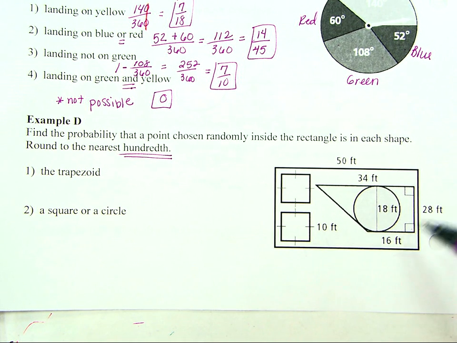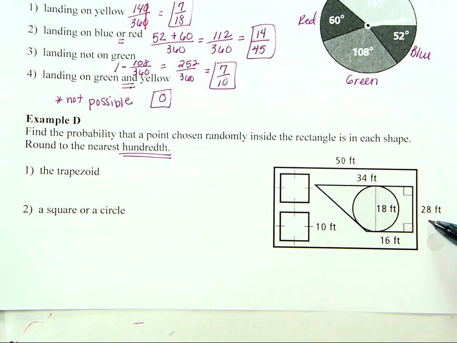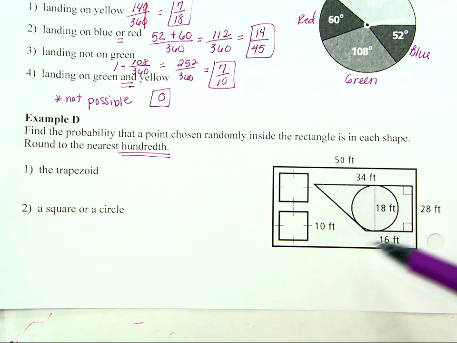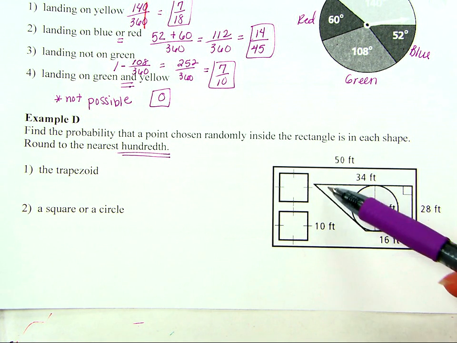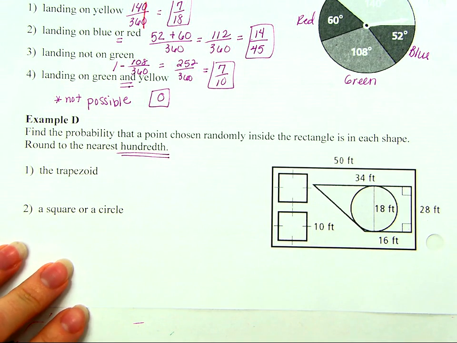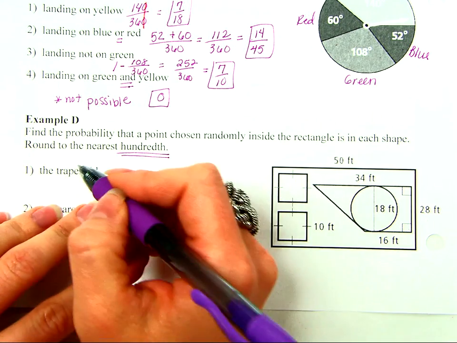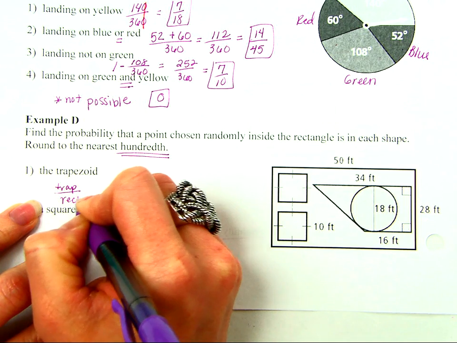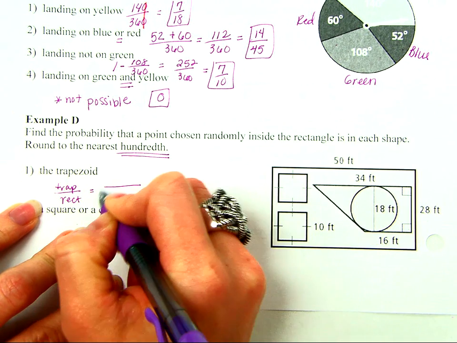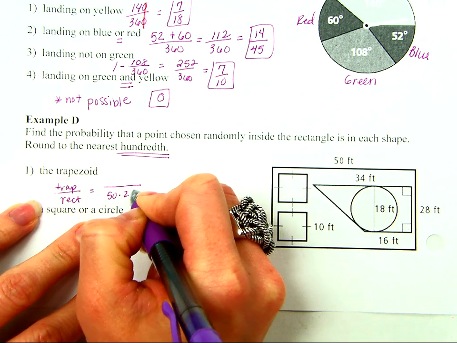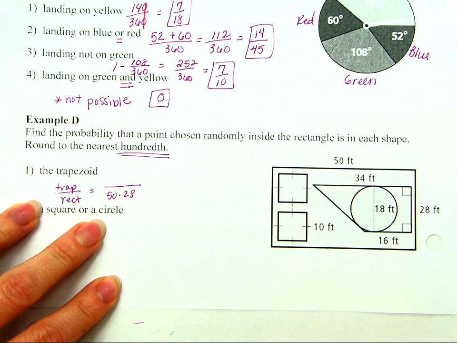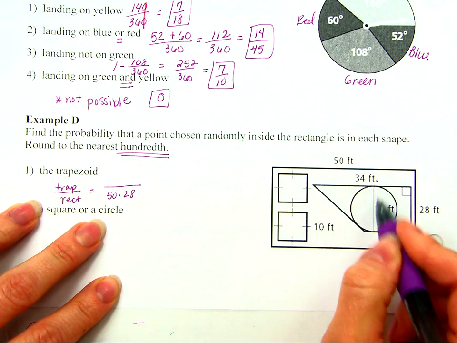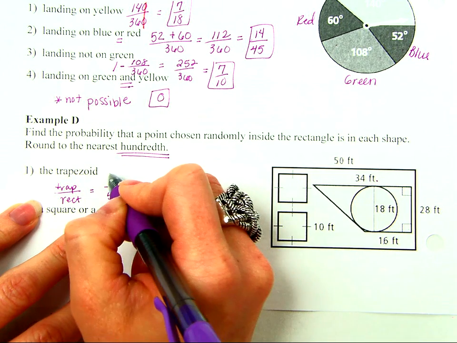Well, my rectangle is a 50 by 28. So the 50 by 28, the entire rectangle would be the sample space. And the outcome that we're looking for is my trapezoid. So I'm really taking a look at the trapezoid over the rectangle. My rectangle is a 50 by 28. My trapezoid, well, I can see that I have a base of 16 and 34 and height of 18. So I'm needing to compare that area.